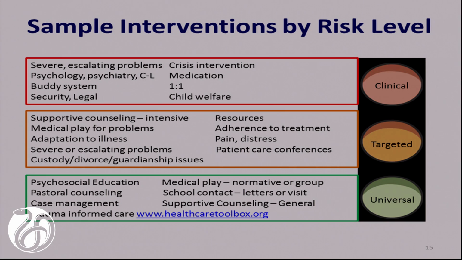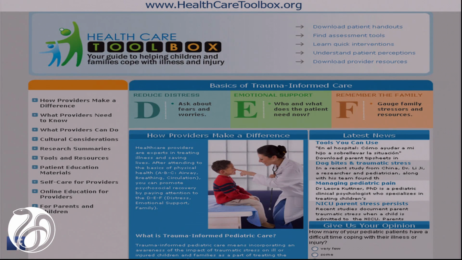I already mentioned the possibilities for some of the interventions. One that I just want to bring to your attention for the universal level is a website that we've developed as part of our center in the National Child Traumatic Stress Network, and that is healthcaretoolbox.org. Our idea here, as part of the NCTSN, is to raise the standard of care for traumatized children and families. And our mission is specifically to help do that in the medical system. So I would encourage you to visit this website.